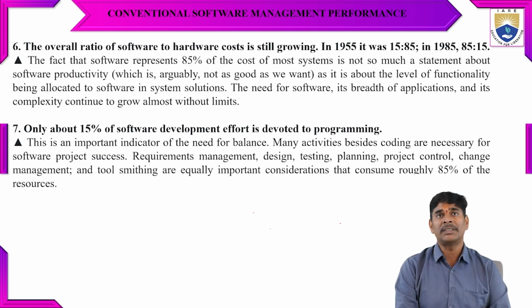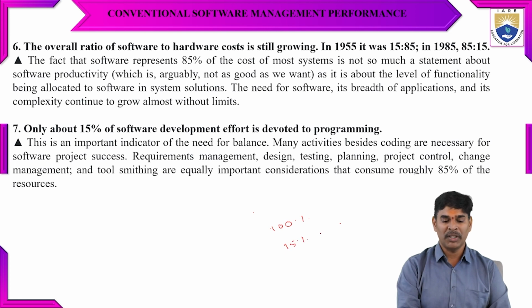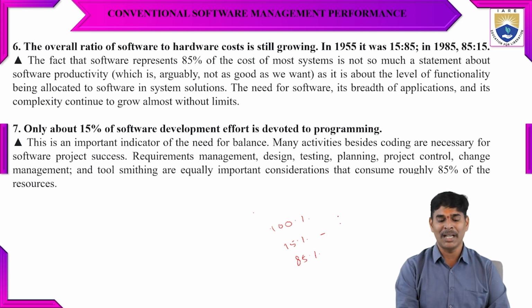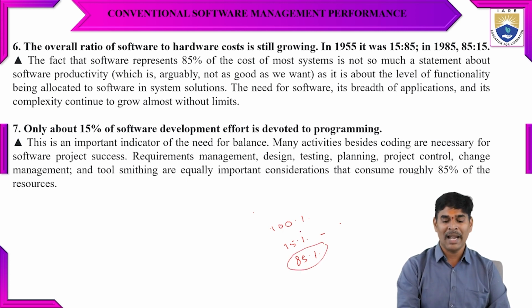And only about 15% of the software development effort is devoted to the program. It means we have 100% of the cost, and only 15% of the cost will be given for the software development. The remaining 85% of the cost will be given for the different stages like requirements and design, testing, planning, project control, change management, and the different tools used in the different modules of the project. Based upon that, this 85% will be allocated to different types of resources, and only 15% of the cost will be given to software development.